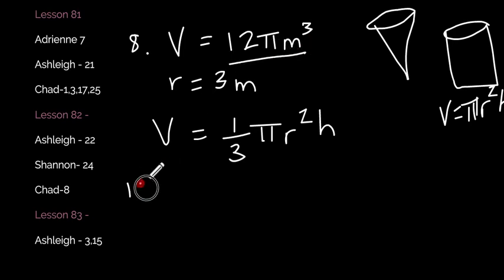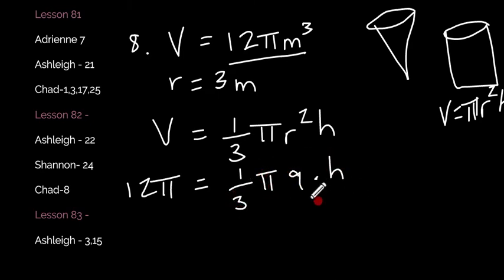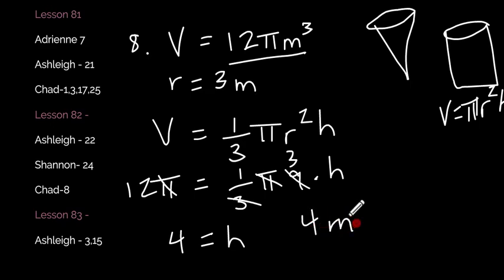So I'm going to put the 12 pi over here. I'll throw my units on at the end. 1/3 pi r squared would be 9 times h, which is what we're solving for. The pi's cross out because they're on both sides. 3 goes into 9 3 times. We're just going to divide the 12 by this 3, and we get 4 equals h, and put your units on. 4 meters is your height.